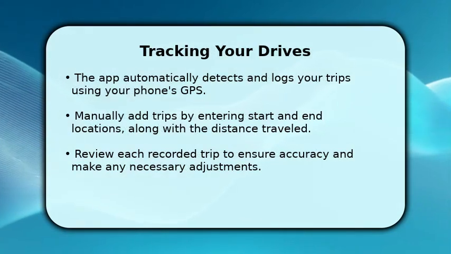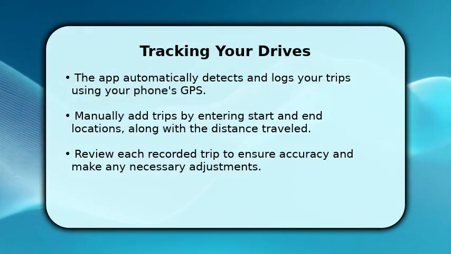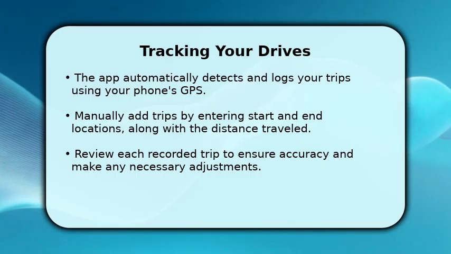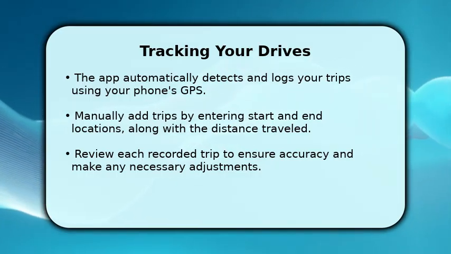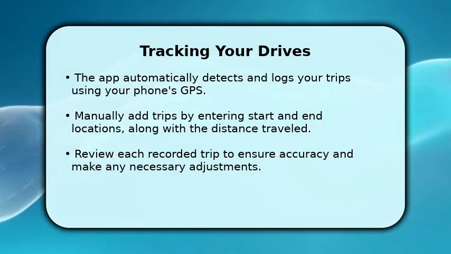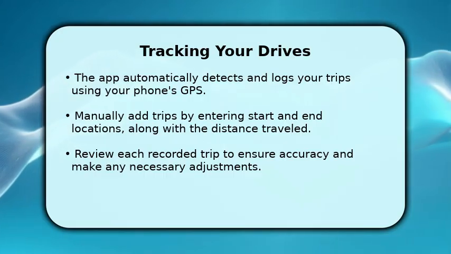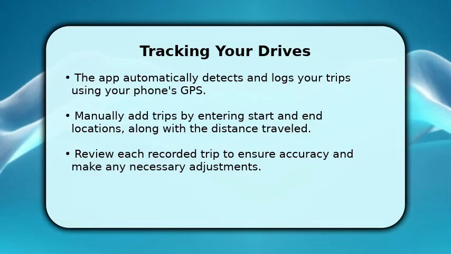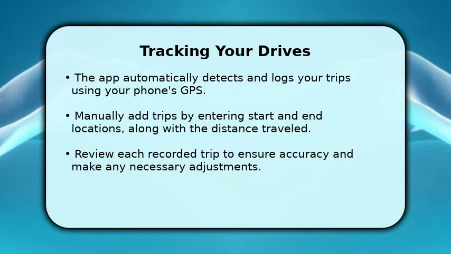Once set up, the QuickBooks app automatically tracks your drives using your phone's GPS. It intelligently identifies potential trips, logging the start and end points, and calculating the distance. If you prefer, you can also manually add a trip by simply entering the details yourself. This flexibility ensures every mile is accounted for, whether you're driving a few blocks or hundreds of miles for business.